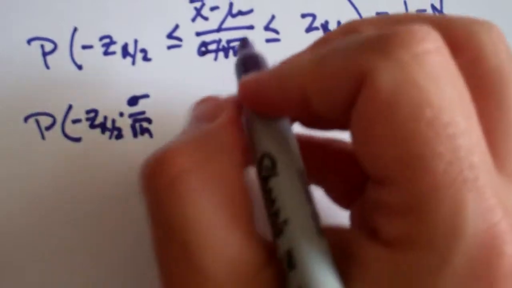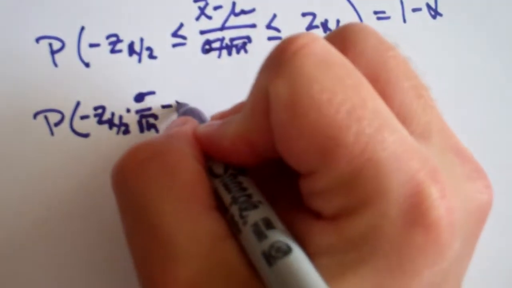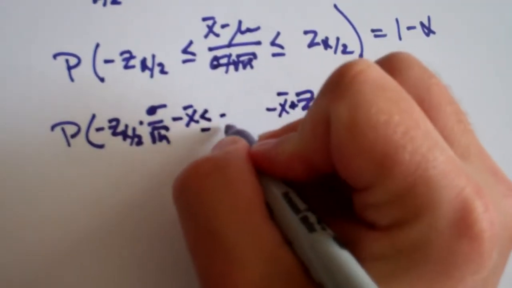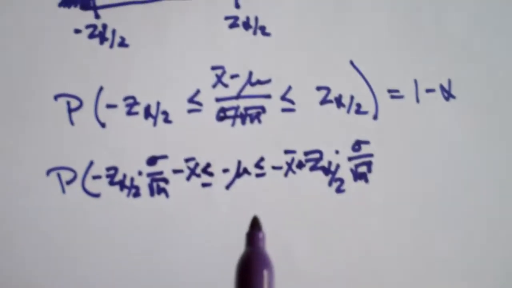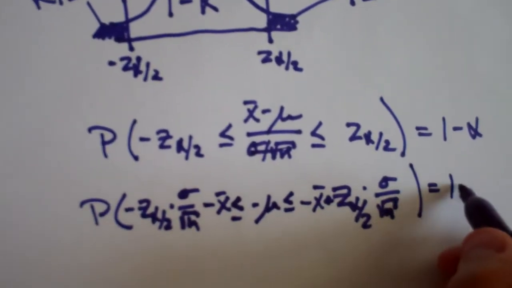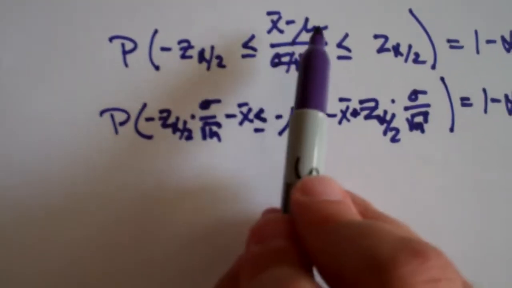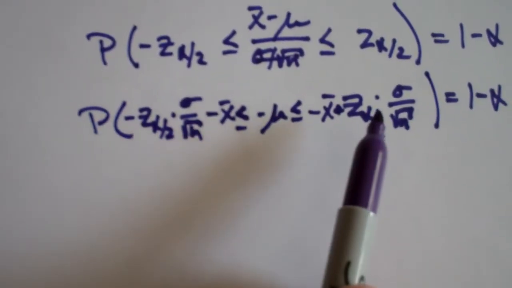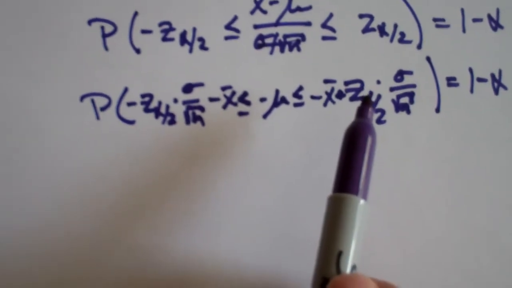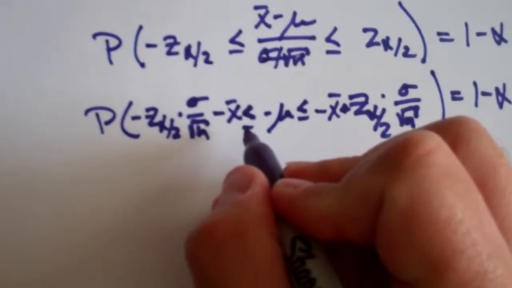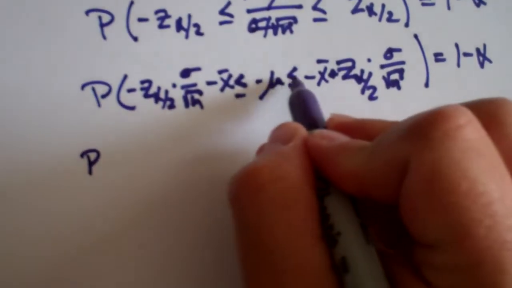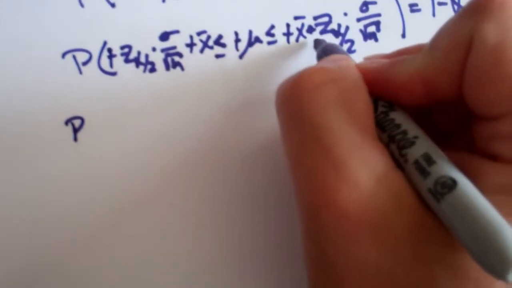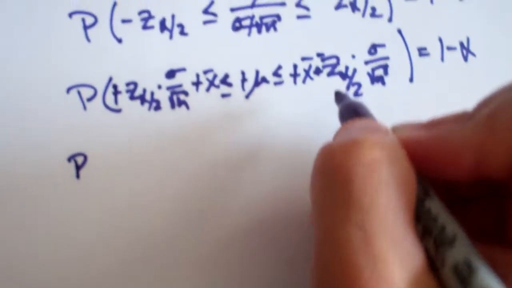And then if I want mu by itself, I subtract x bar from this side and subtract x bar from this side. So that leaves me with a negative mu inside my inequality. If I want to change that to positive mu, take the negative sign off, I multiply through all three parts by minus 1. Multiplying an inequality by a negative sign turns the inequality signs around. So if I multiply by negative 1, it becomes positive, positive, positive, positive, and this term, this z of alpha over 2, becomes negative.